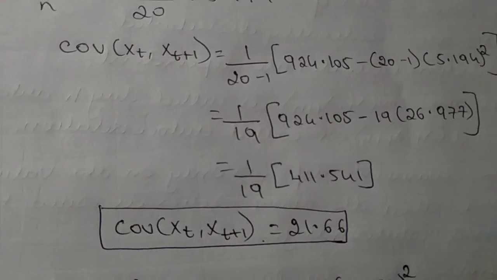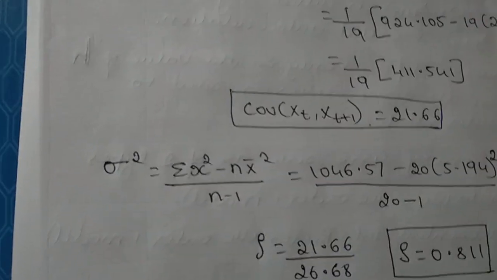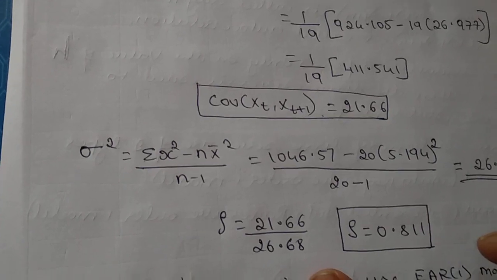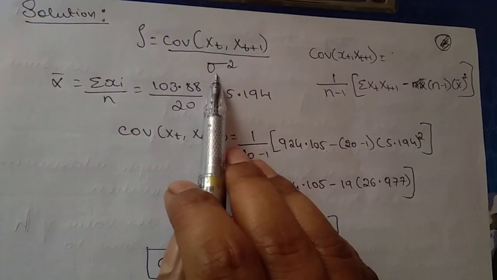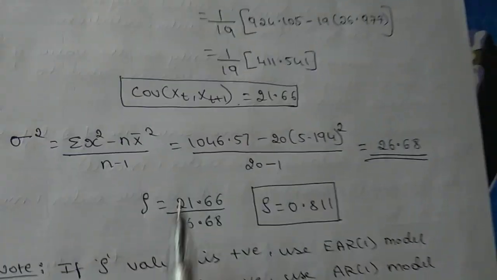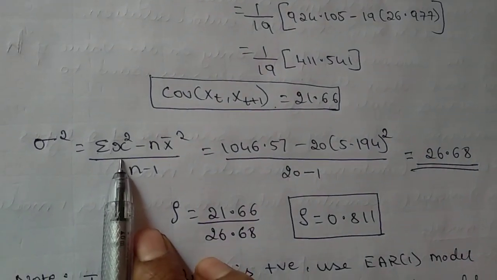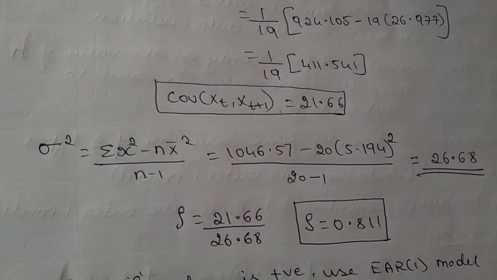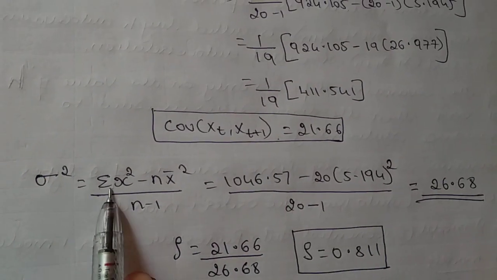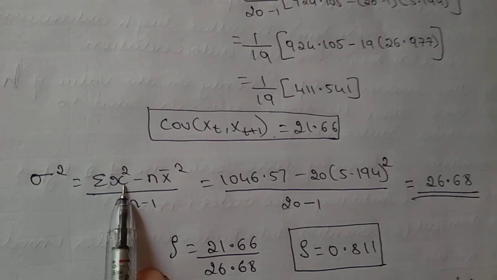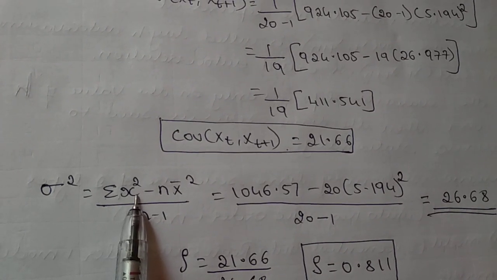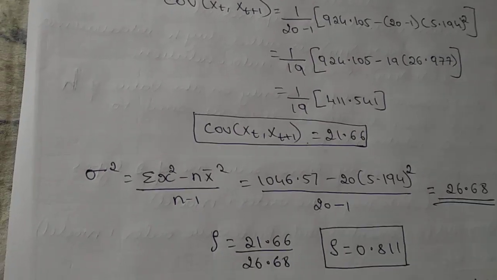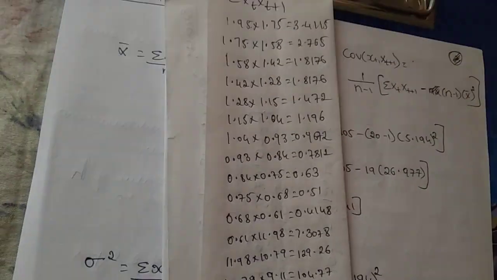This is the covariance. Now next, if you want to find the autocorrelation rho, you need to find out the value sigma square, is it not? What is the formula? Summation x square minus n x bar whole square. How will you find this summation x square? In the last problem, we already calculated x bar, then we added all the values and got it. But here, how will you do this? Here also the same thing.